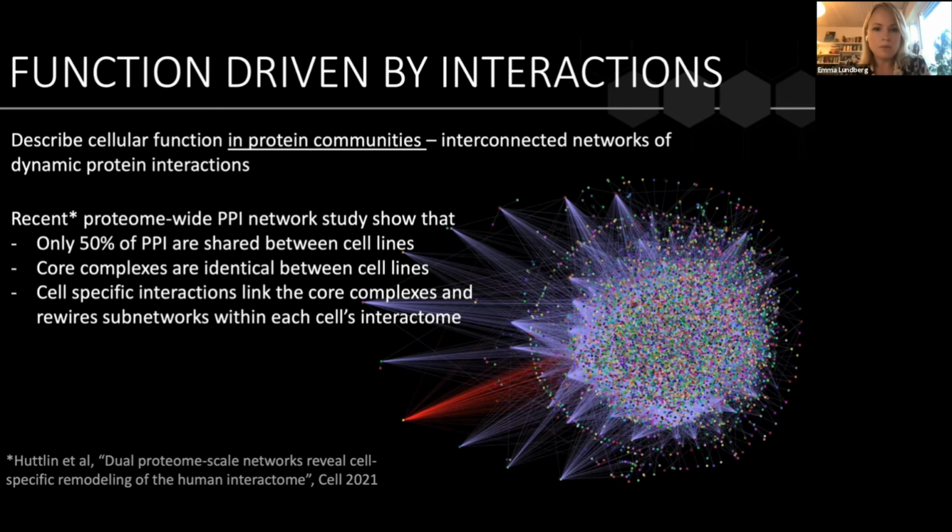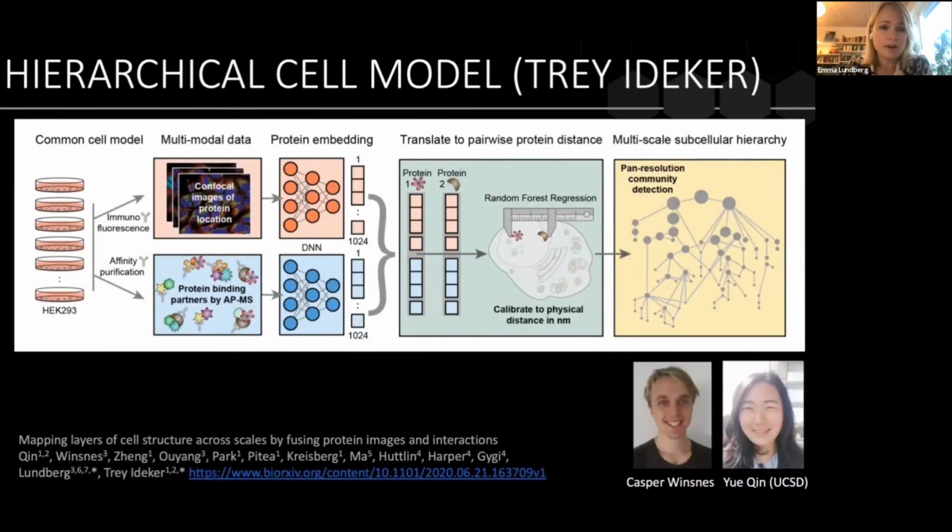So we teamed up with Trey Ideker at UCSD, his graduate student Joaquim, and Casper in my lab, and decided to build this hierarchical cell model. We took HEK cells imaged with the Protein Atlas pipeline, and also the BioPlex protein-protein interaction data, and embedded them using our machine learning model and the node2vec model. Then we could translate these embedding vectors into pairwise protein distances and calibrate that to physical distance in nanometers using sizes of known complexes in the cell.